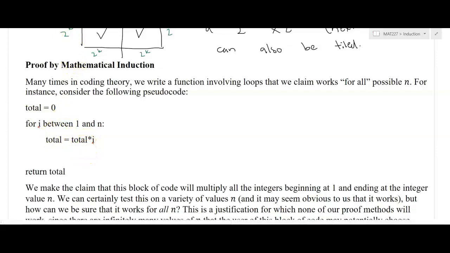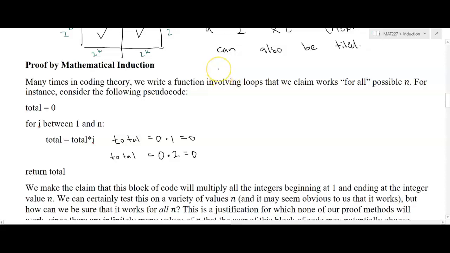So this is so uninteresting, in fact, that on the first iteration total will be 0 times the first i, which is 1, which is 0. And then on the second iteration total will take the current value of total, which is 0, and multiply it by the next index, still producing 0. So basically this is a pretty useless function. But suppose that I wanted to say that this function will work for any value of n, that it basically will multiply all of the totals together.